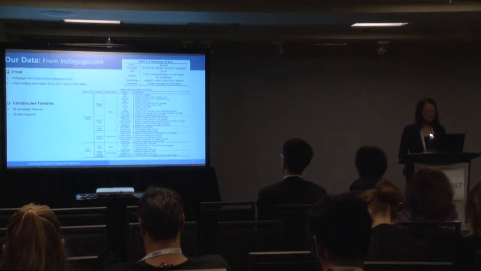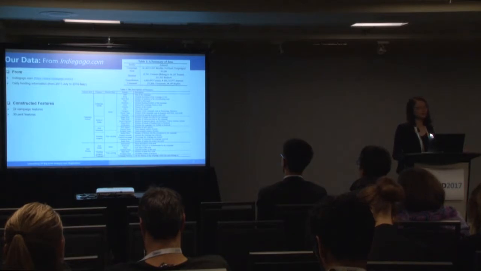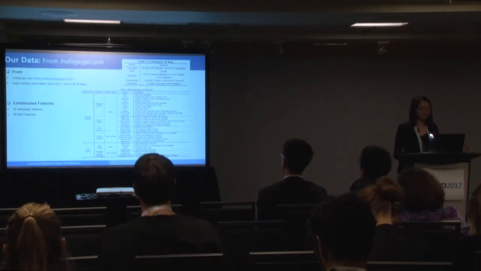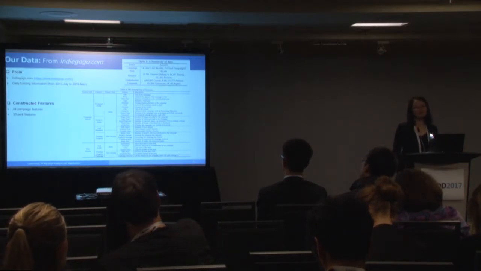Totally, we have 24 campaign side features and 30 perk side features. I summarize them here. And we have different types of features, including the numerical features, the categorical type, and the text features, and so on.